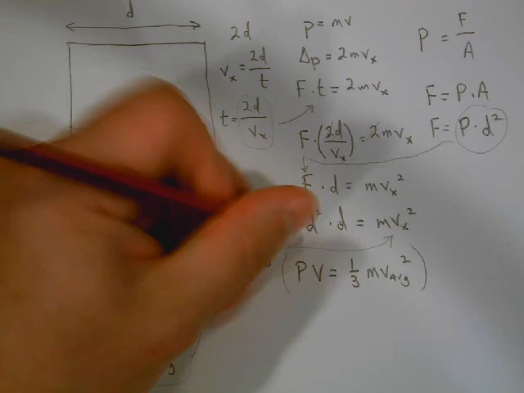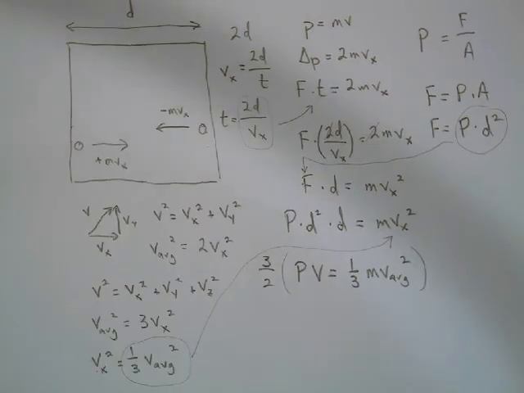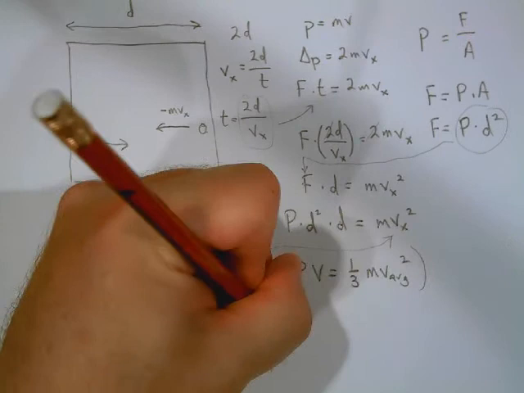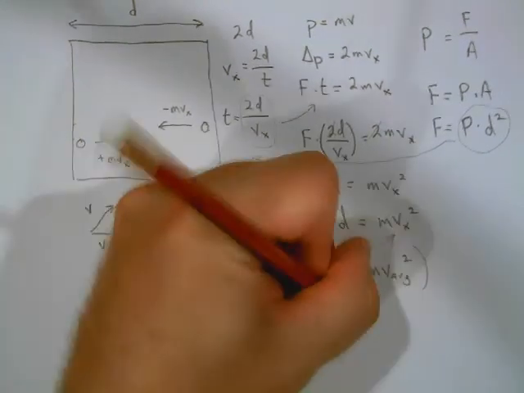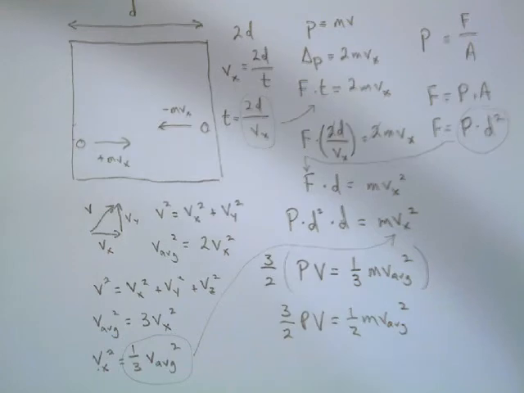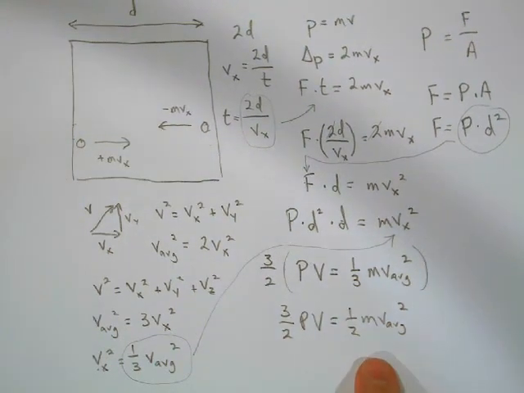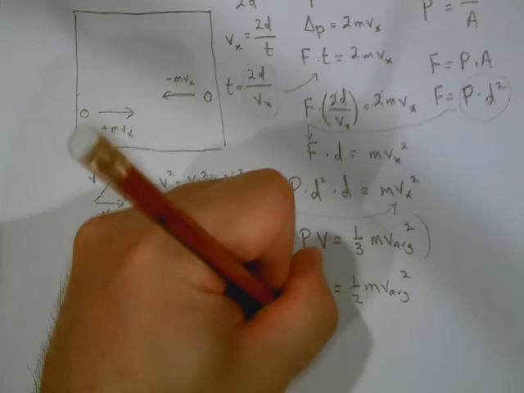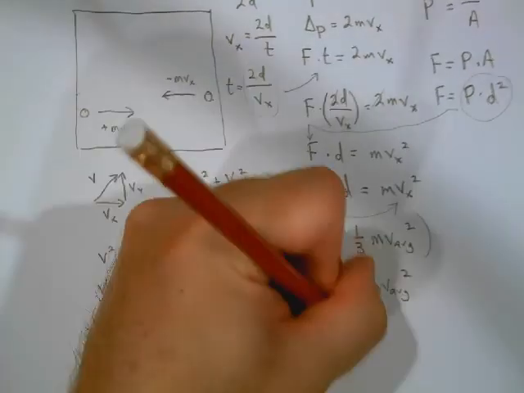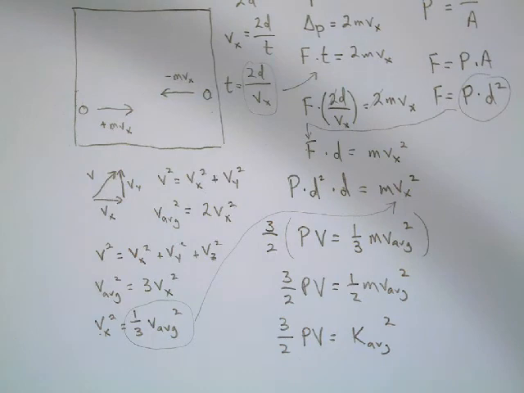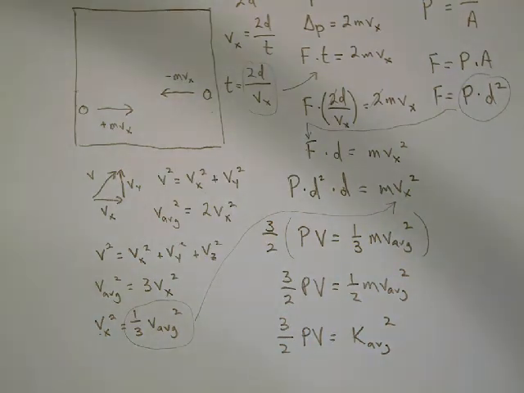But I need a 1/2 there. So what do I do to get a 1/2? I multiply the whole thing by 1/2. And when I do that, I end up with 3/2 PV equals 1/2 mv average squared, which is, hey, look, there's kinetic energy. So I end up with 3/2 PV equals the average kinetic energy.